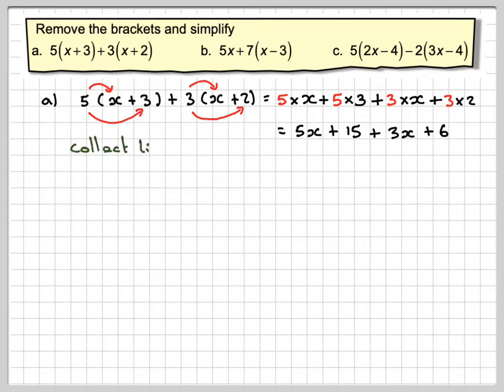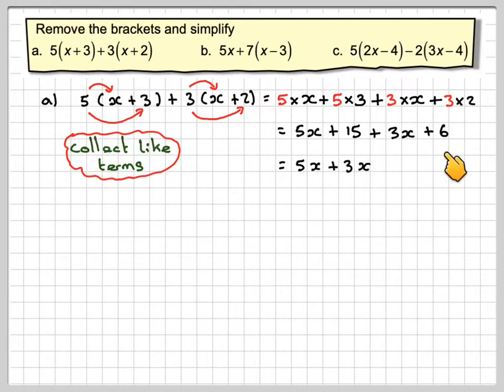Next thing is we collect like terms together, so I'm going to put the 5x and the 3x together, and then the 15 and the 6 together, and then adding them together, 5x plus 3x will make 8x, and then 15 plus 6 makes 21.